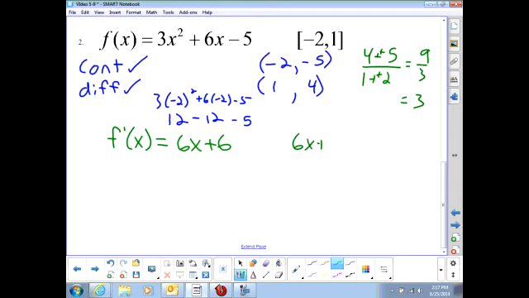So we'll have 6x plus 6 is equal to 3. Subtract your 6 over, we'll get 6x is equal to negative 3. And dividing your 6 over, you get x is equal to negative 1/2. Just double check, make sure it's in your interval, and negative 1/2 is in between negative 2 and 1, meaning that this value of x is where the slope of our tangent line will be equal to the slope when you connect the two endpoints.